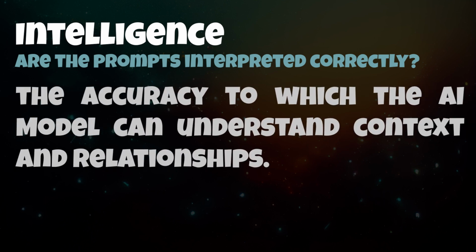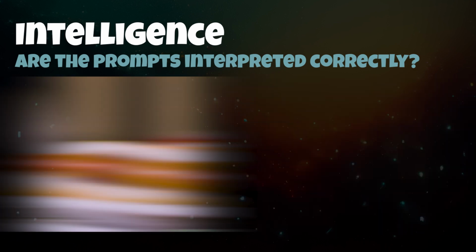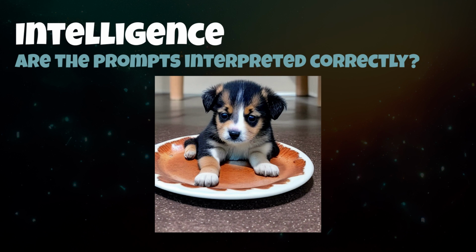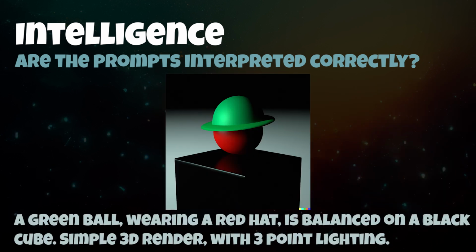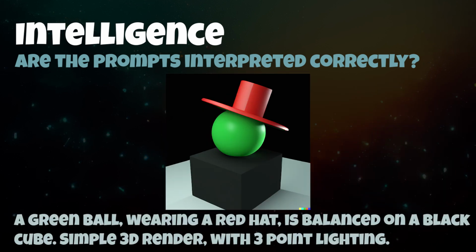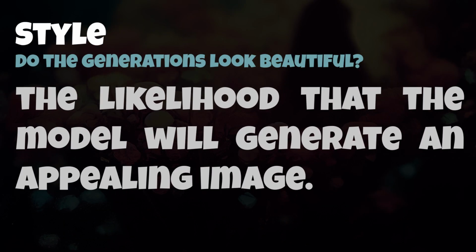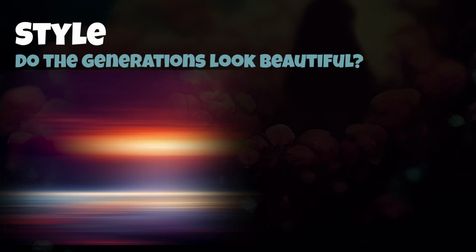Intelligence is the accuracy to which the model can understand context and relationships. This is both understanding that a hot dog is food rather than a dog during summer, as well as what object is what color in or on top of what item. Style is the likelihood that the model will generate an appealing image. I think of it as the magic sauce of artisticness.